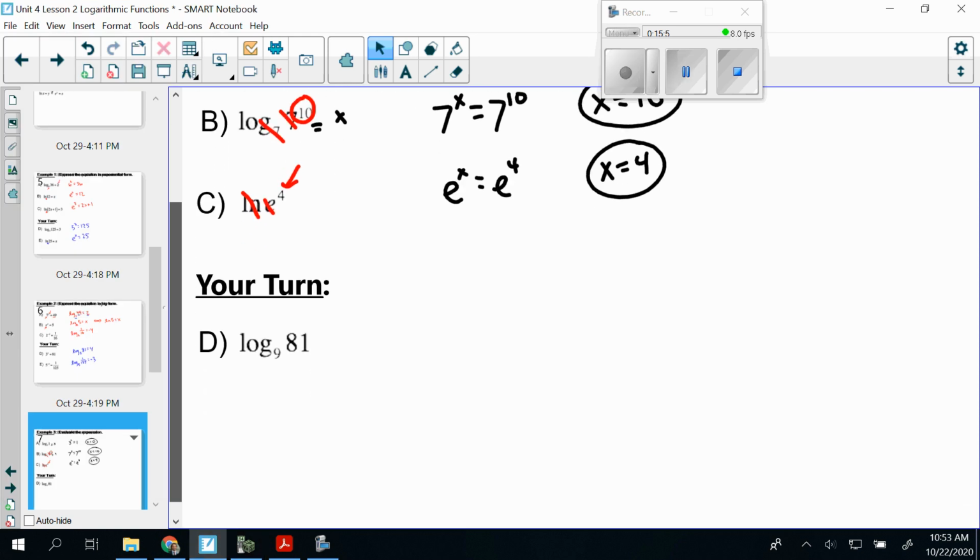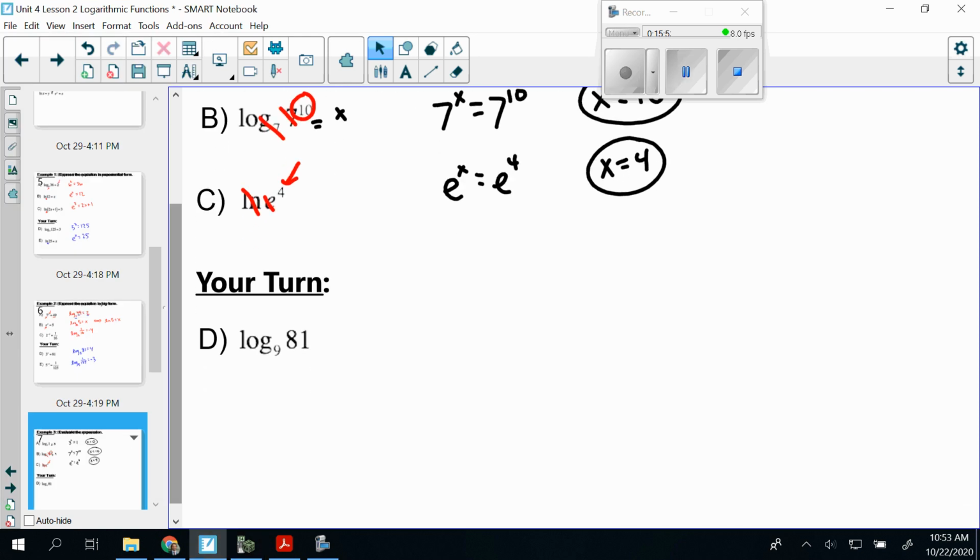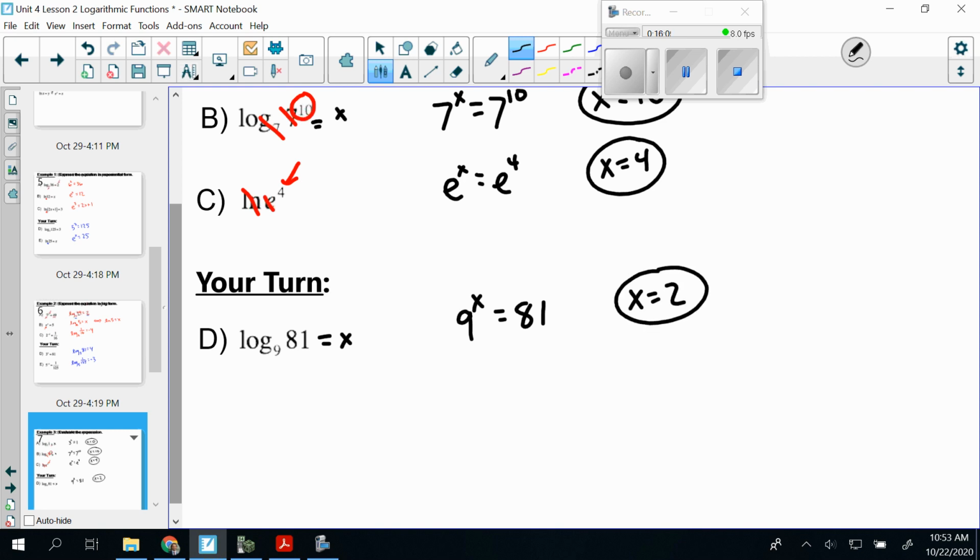Try this one out, see if you can evaluate here. All right, let's see what you got. If you changed it to exponent form and did it that way, it'd be 9 to what power equals 81. I think most of you know that that exponent would have to be 2 because 9 squared equals 81. If you did it on your calculator, you should get the same results.